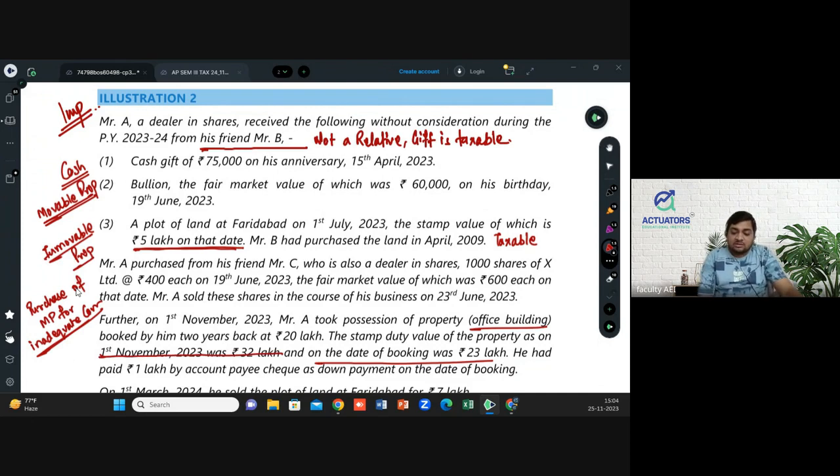Now stamp duty value is 23 lakh and I have booked it for 20. So there is a difference of 3 lakh. The difference has to be more than 50,000 and 10% of consideration. So 10% of consideration is 2 lakh. Higher of these two is 2 lakh, right? And the difference is 3 lakh. This is more than that. So again, this gifting clause will apply. Okay.